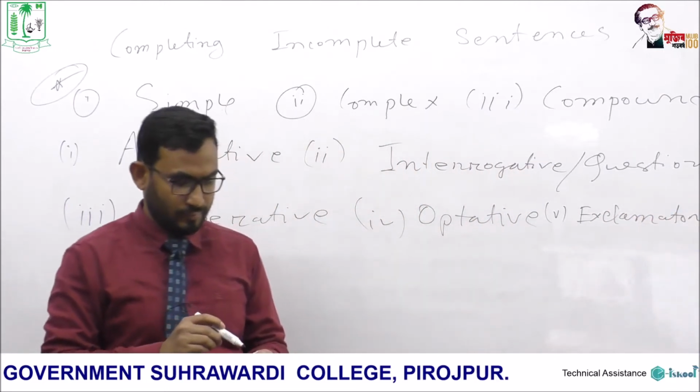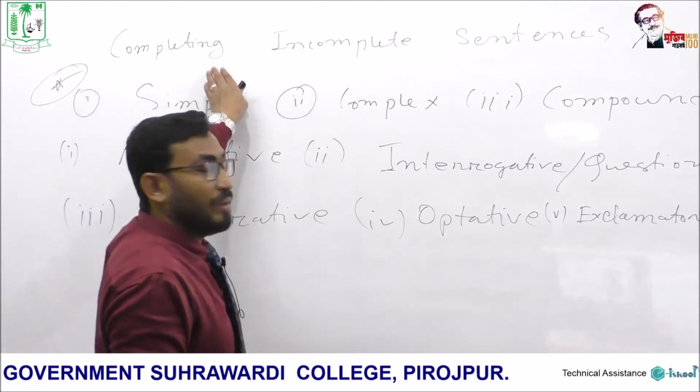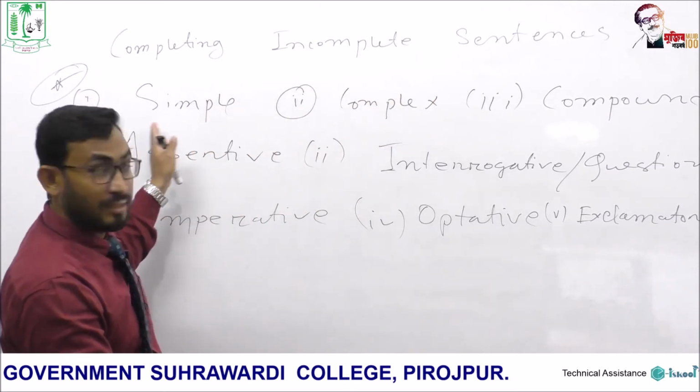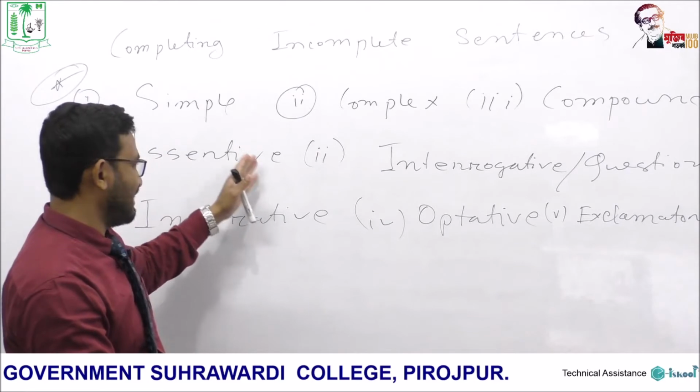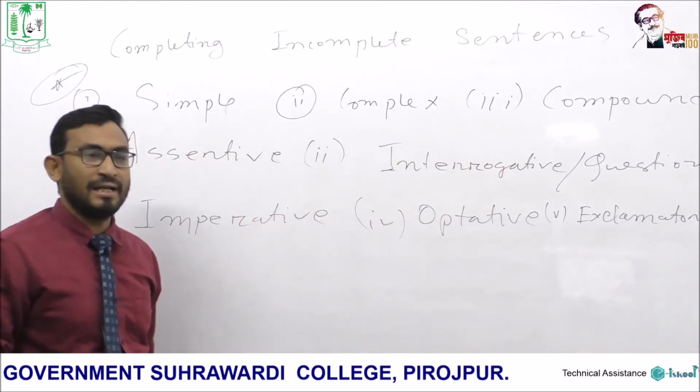So what kind of sentences there may be? Structurally, it may be a simple sentence, complex sentence, or compound sentence, or semantically it may be assertive sentence, interrogative or question, imperative, optative, exclamatory.